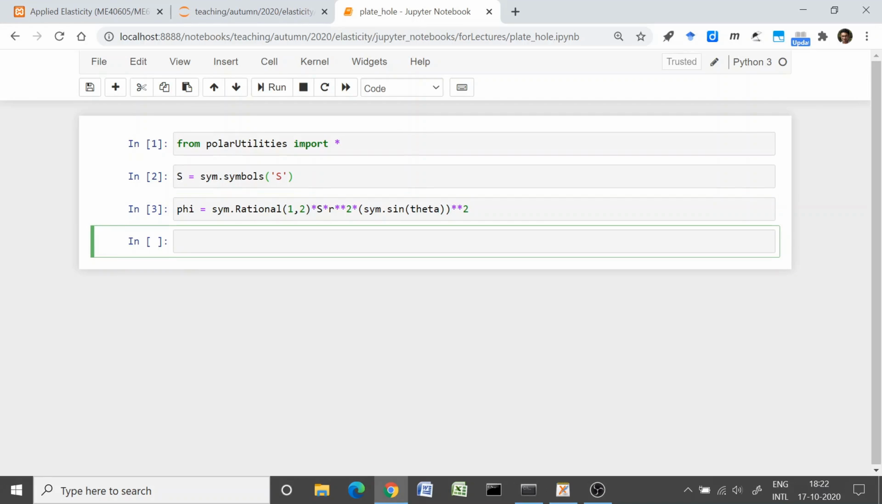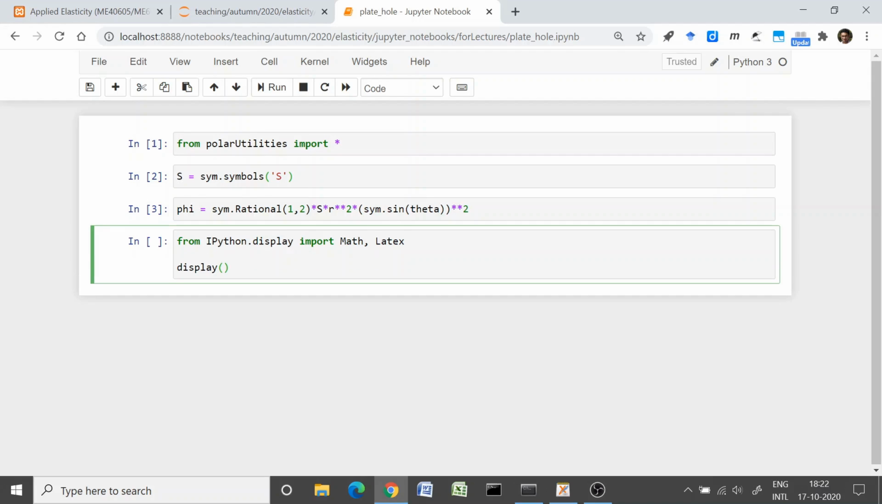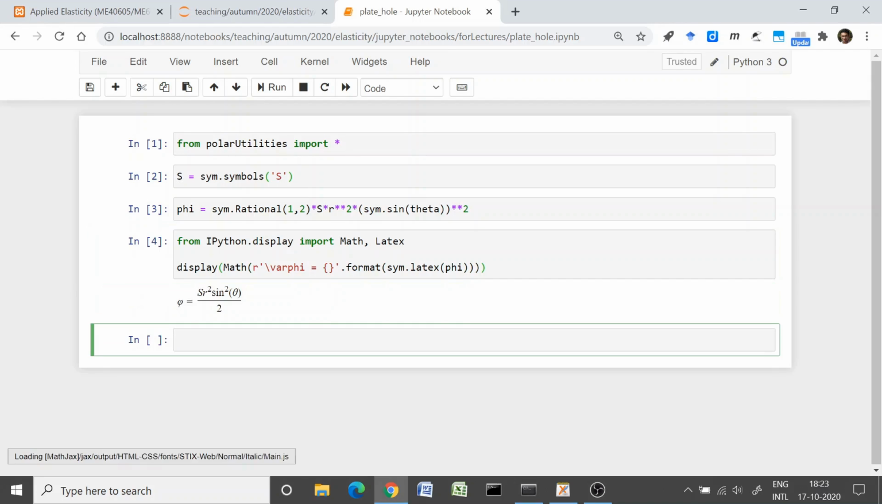So if I want to display my phi, I can do that in a nice fashion. I just have to use the display facilities from IPython. It involves a little bit more typing, as we have seen many times earlier, but the end result is quite neat. So let's do that. All right, so phi is equal to half of S r squared sine squared theta.